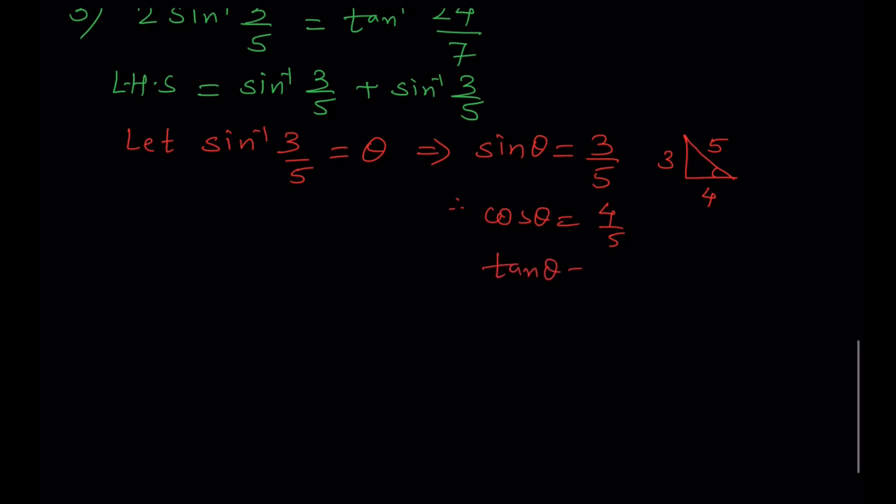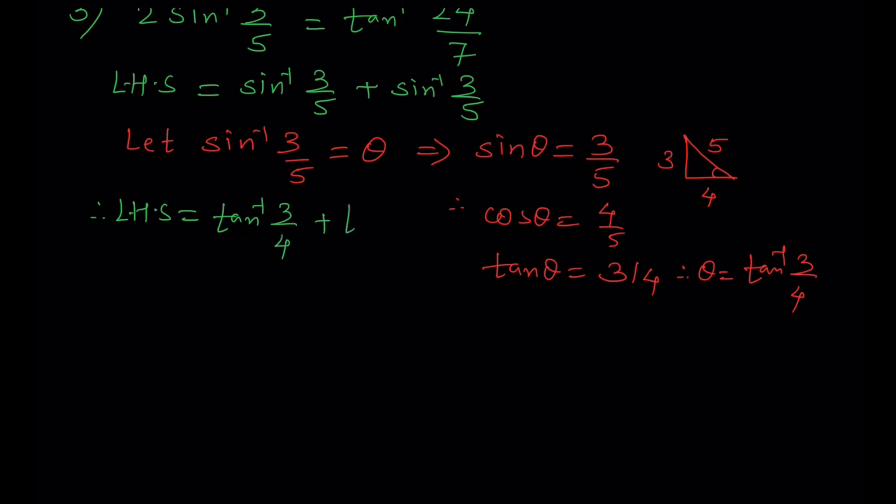And what will be tan theta? Tan theta is equal to 3 upon 4. Therefore theta is tan inverse of 3 by 4. Let's continue with the left hand side. LHS is equal to, replacing sine inverse 3 by 5 with tan inverse of 3 by 4, and the second term also tan inverse 3 by 4.